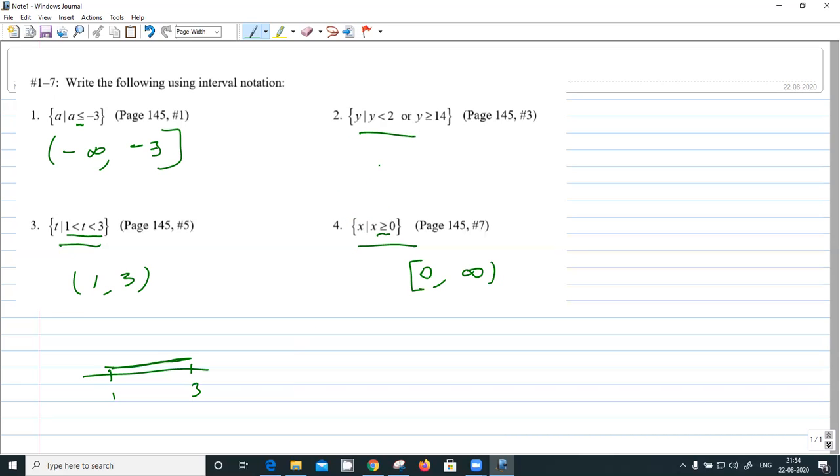What about the second one? I said minus infinity, comma 2. Why is it minus? Less than 2, right? Less than 2. So starting from 2, you have to go on the negative side. Okay. And then I put a U. Yeah. These are regular brackets because 2 is not included. And then I put 14, comma infinity. Starting from 14, you have to go to the right. Greater than 14, right?